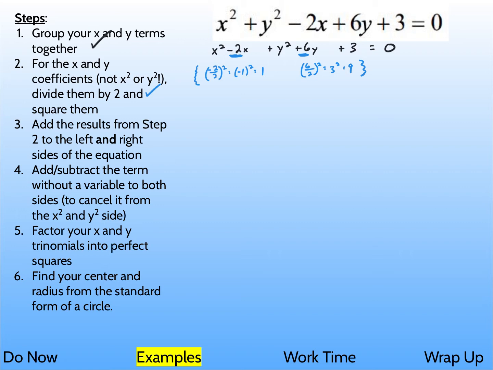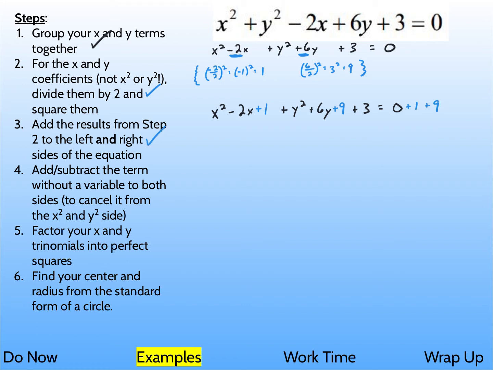So what we're going to do now is add those to the left and the right sides of the equation we had before. Give me a second to set it up. So now we're going to take what we did in step 2, and since we did it with the x, I'm going to put that there. And since we did this with the y, I'm going to put that there. So that's on the left side, and on the right side, plus 1 plus 9, there we go. Okay, so that's step 3, check.